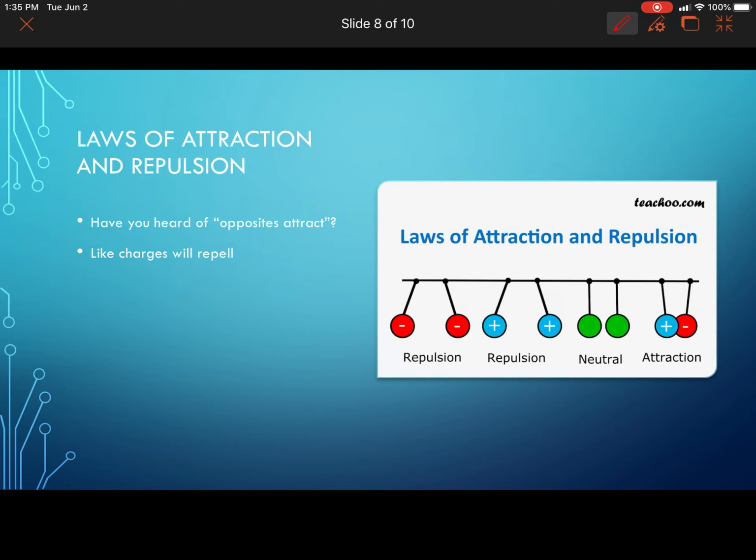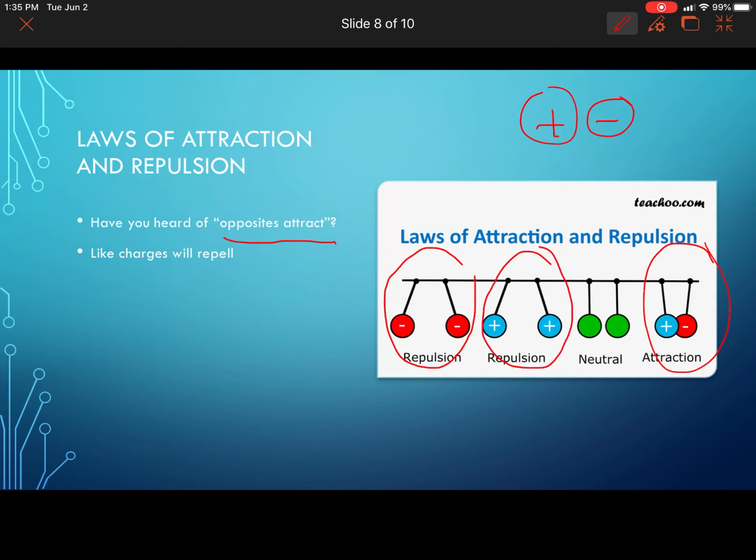Now, laws of attraction and repulsion. Lots of times you already know this. You've heard opposites attract, right? What that means is that when you have positive and negative charges, they like each other, so they are going to attract, and that's this one here. If the charges are the same, they're going to repel. So if we look here, two negatives don't like each other, repel. Two positives don't like each other, repel.